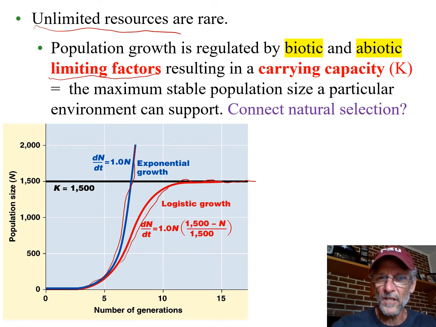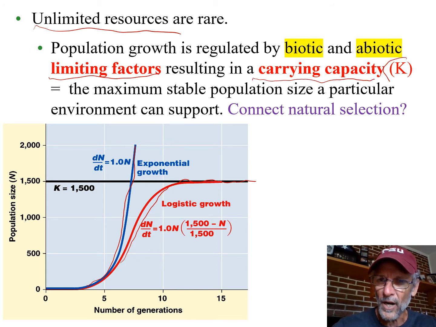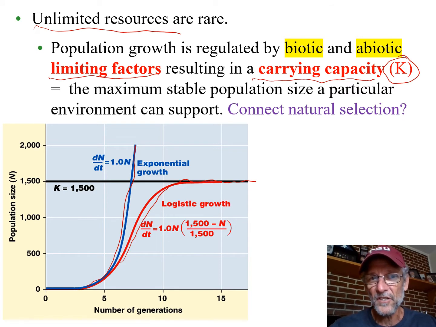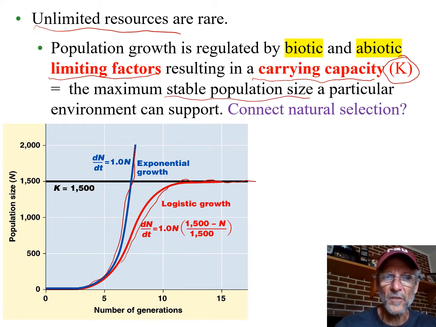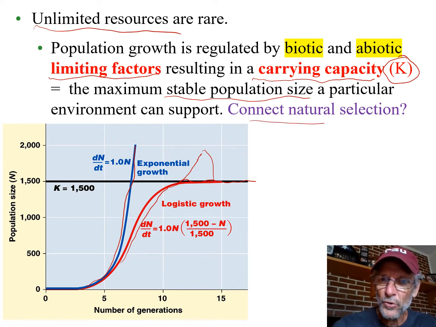And so this pretty simple term, carrying capacity, is symbolized by, for some reason, a K, not a C, right? This is the maximum stable population size a particular environment can support, right? Can your population size go above that? Yeah, but not for long, because you're going to run out of something and it'll take you back down to here. Okay?